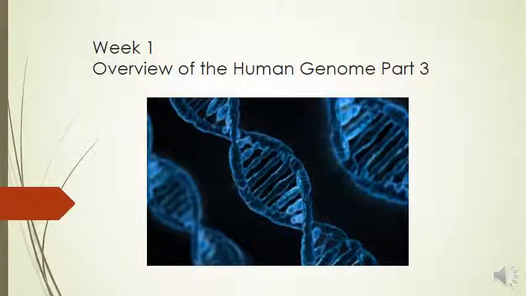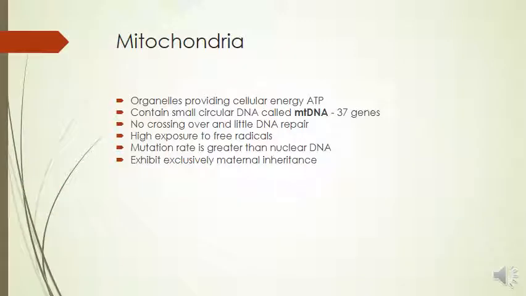We're now going to look at part 3 of week 1, overview of the human genome. We will start off by looking at the mitochondria. These are organelles that provide cellular energy in the form of ATP to the cell. Remember that the more mitochondria a cell has, the more energy that is being produced.